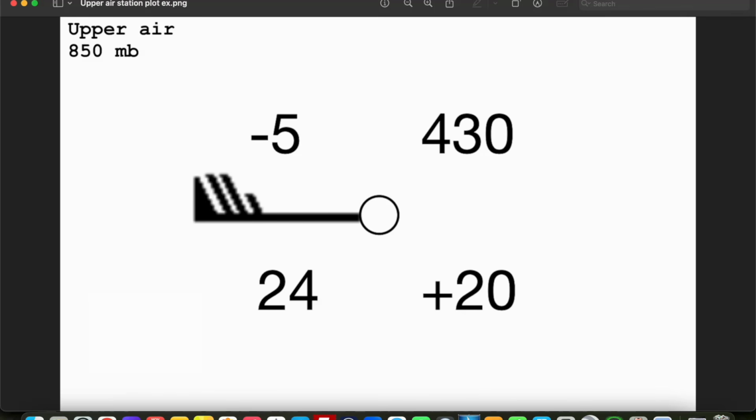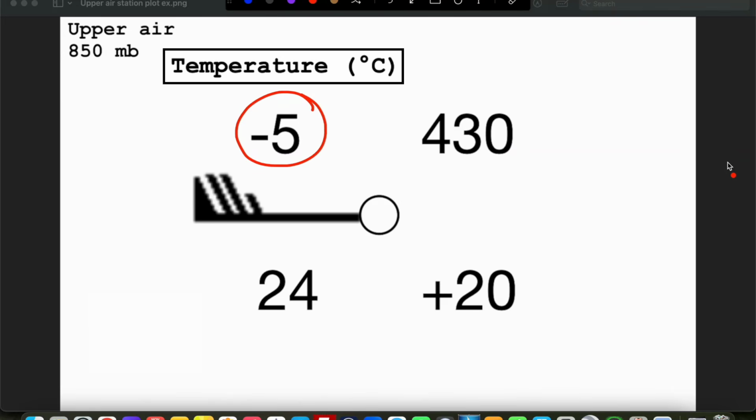Here is an example of an upper air station plot, and for the sake of this example, we're going to say that this station plot was found on an 850 millibar map. As with a surface station plot, the value at the top left of an upper air station plot gives us the temperature at the station, but this time for upper air stations, it's given in degrees Celsius. Anytime you see a temperature on an upper air station plot, it's given in degrees Celsius.